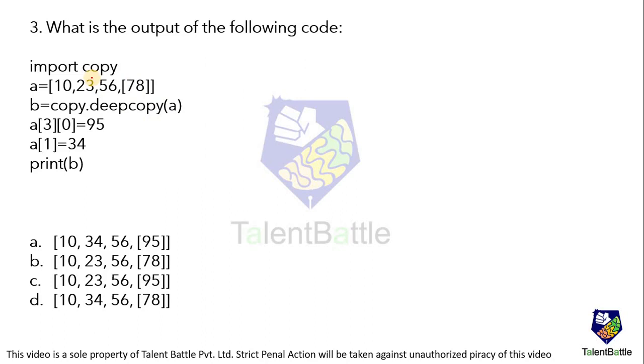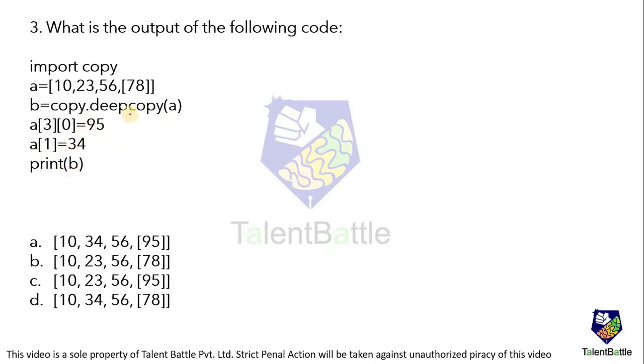Now if you see here, the module copy has been imported. The list A is there, a list within a list again, and B is equal to copy.deepcopy. So the functionality of deep copy is utilized here. If you are aware of this functionality, then you can easily solve this question. After that, modification of A values is done with provided indices, and then we are printing B.